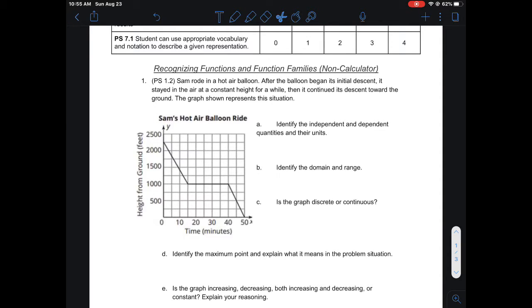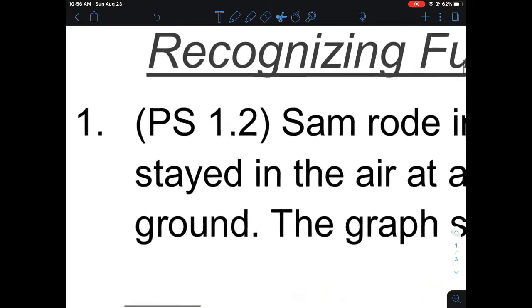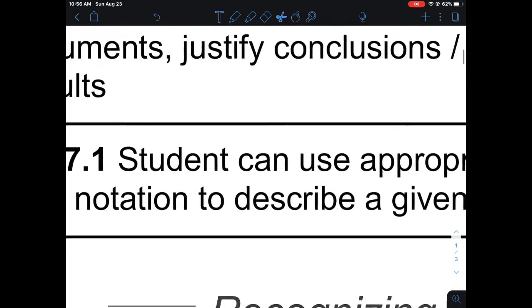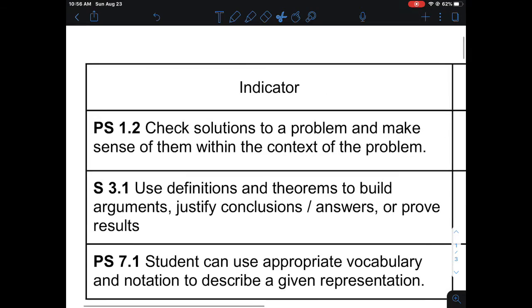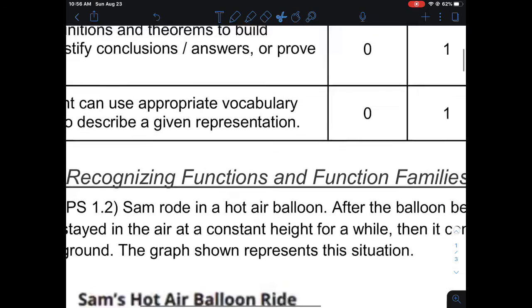So, number 1, Sam rode in a hot air balloon. After the balloon began its initial descent, it stayed in the air at a constant height for a while. Then it continued its descent towards the ground. The graph shown represents this situation. And notice this power standard 1.2 is really checking solutions in a problem, making sure they make sense within the context of the problem.